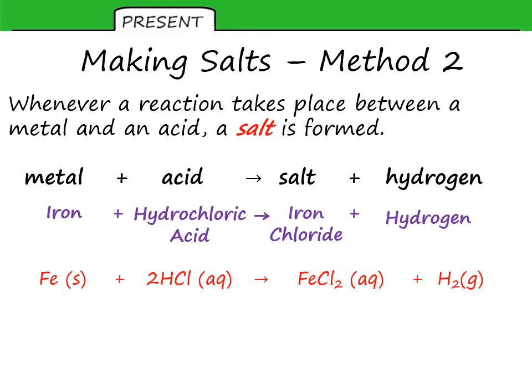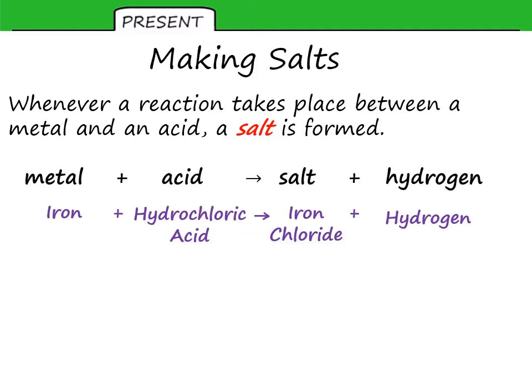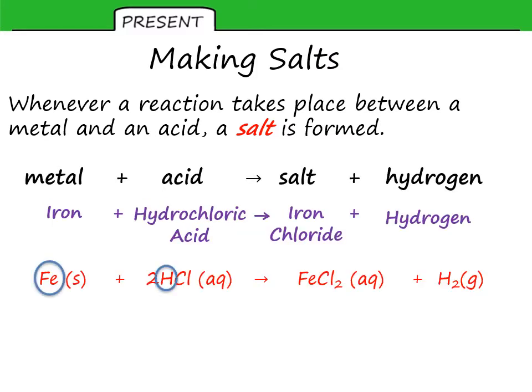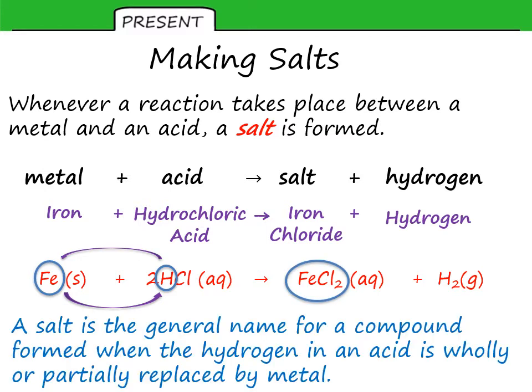The symbol equation is here below for you. So you see I've got the symbols here and the chemical formula for hydrochloric acid. What's happening is the metal is replacing the hydrogen in the acid. So it's displacing it, it's pushing it out. So it's going to need to be more reactive than the hydrogen. So just to remind you, the salt is formed when the hydrogen is replaced by the metal.